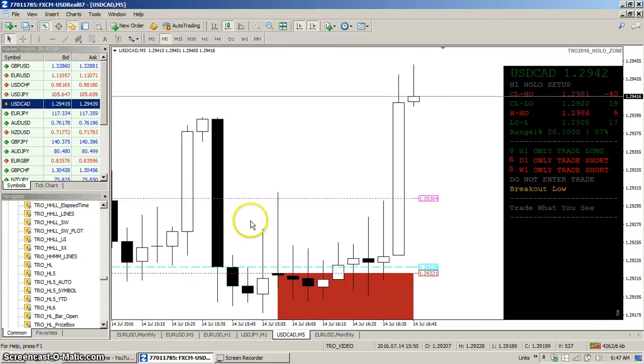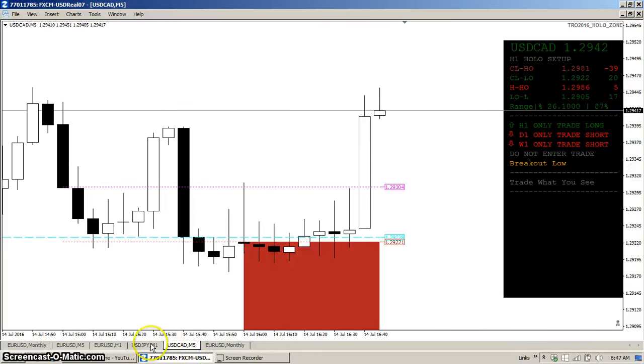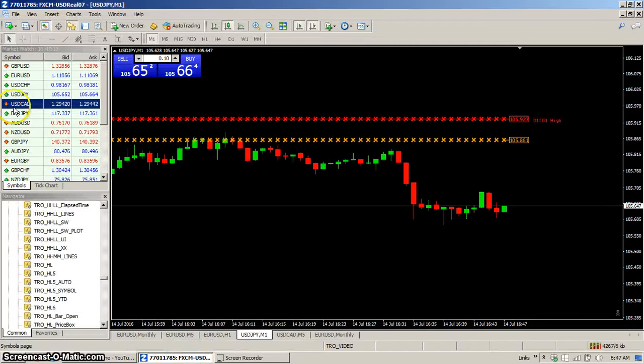Like I said, I had an active trade going here. You can see the dollar Canadian really took off. Let's put it back on this one.